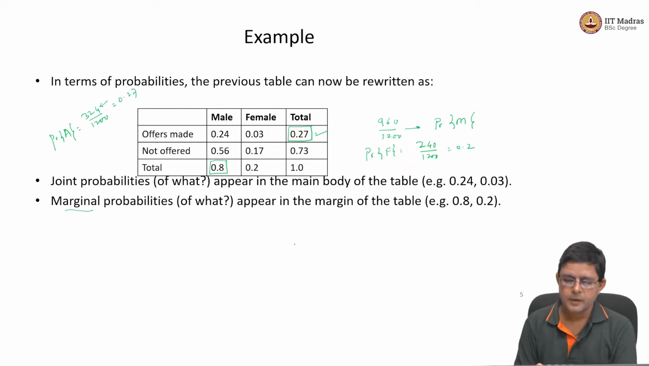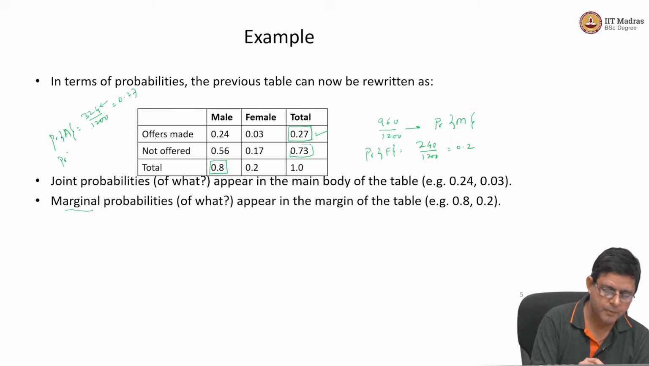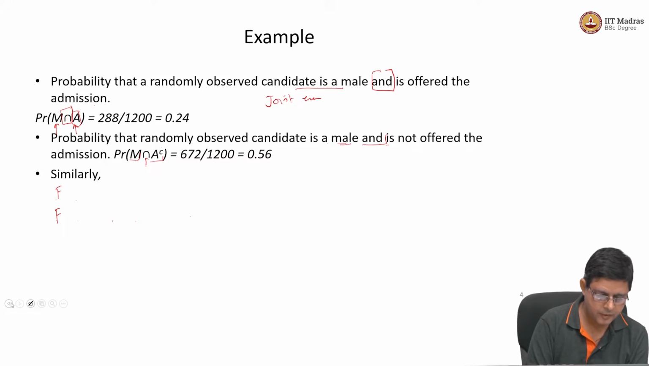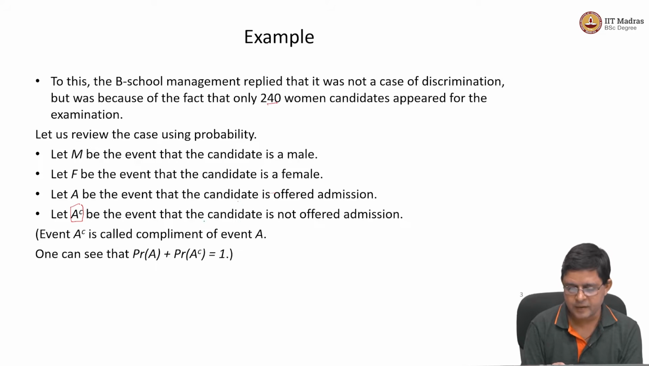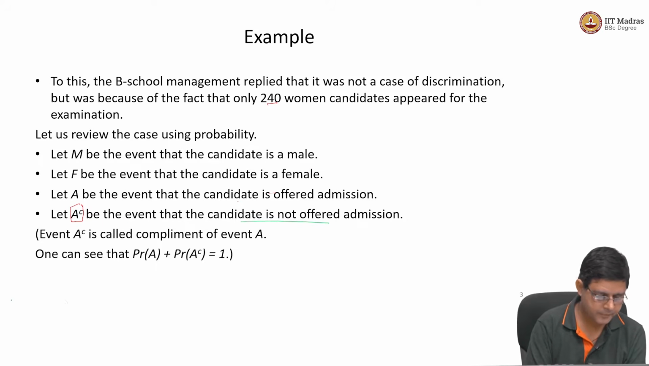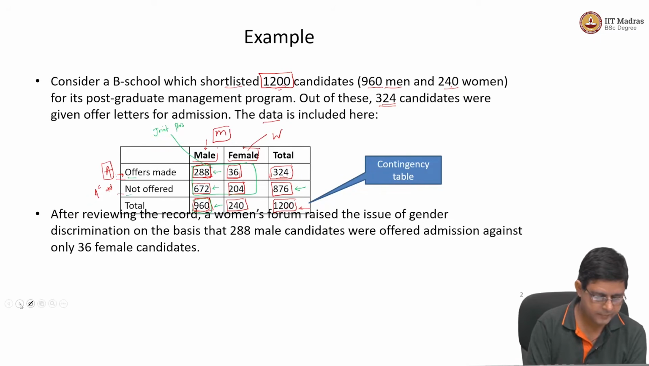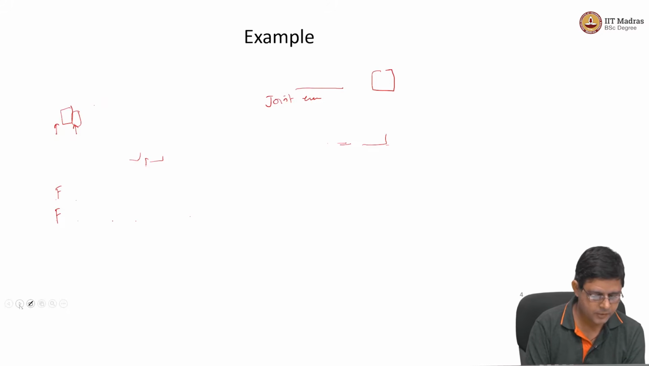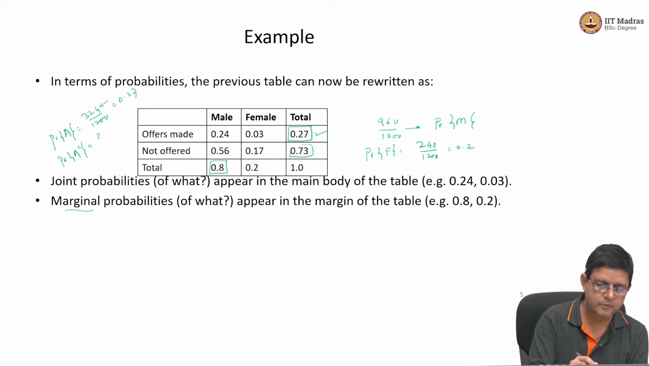The remaining people will not be offered admission. So, what is the probability that event A complement has happened? Event A complement is the event that a randomly selected candidate is not offered admission. That has happened 876 times in the data. Out of the 1200 candidates, 876 candidates were not offered any admission, and therefore this will be 876 divided by 1200, which turns out to be 0.73.